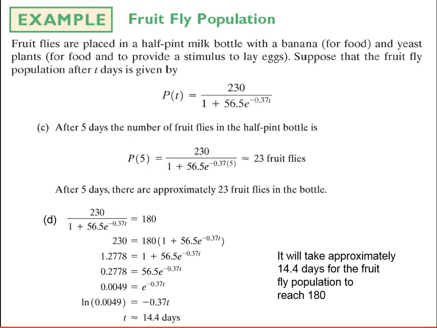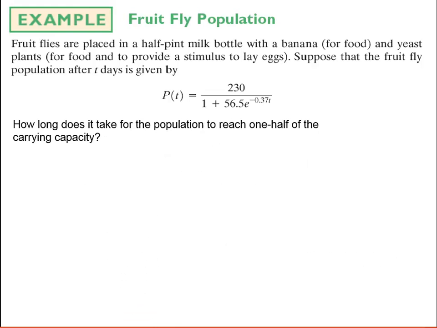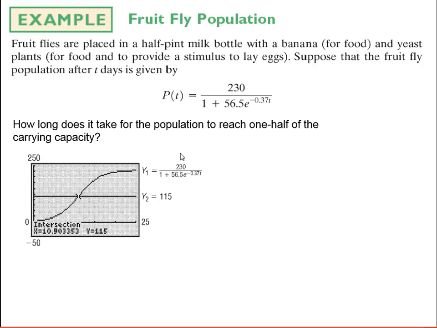All right, so then to answer the next one, this was the last question. How long does it take for the population to reach 1/2 of the carrying capacity? So again, we know the carrying capacity is 230, so 1/2 of that is going to be 115. So I went ahead and took out my calculator to do this work, and I graphed the equation that we were given. Here's the equation. I graphed the carrying capacity of 115, and I got approximately 10.9 days for that to occur.